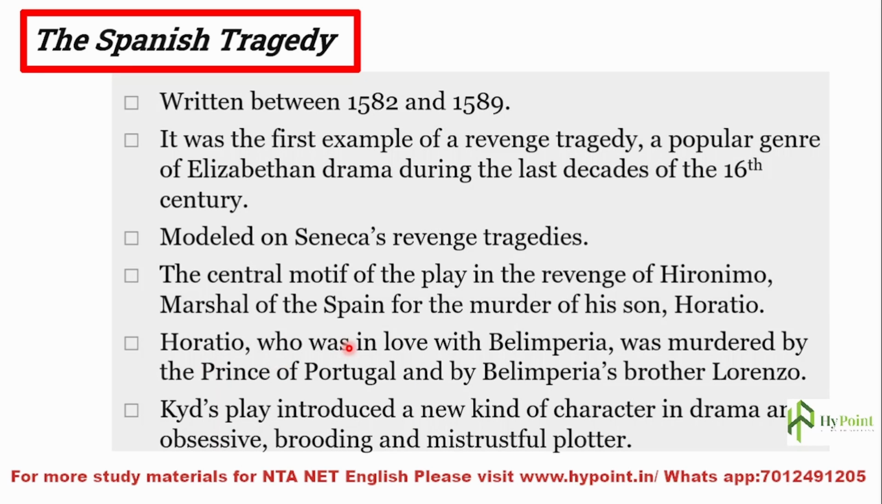And Horatio, who was in love with Belimperia, was murdered by the Prince of Portugal and by Belimperia's brother Lorenzo. So these two are the major culprits here. Hieronimo devises a plan in order to take revenge upon these two murderers of his son. And Kyd's play introduced a new kind of character in drama, an obsessive, brooding, and mistrustful plotter. Such a character Kyd introduces in this play.